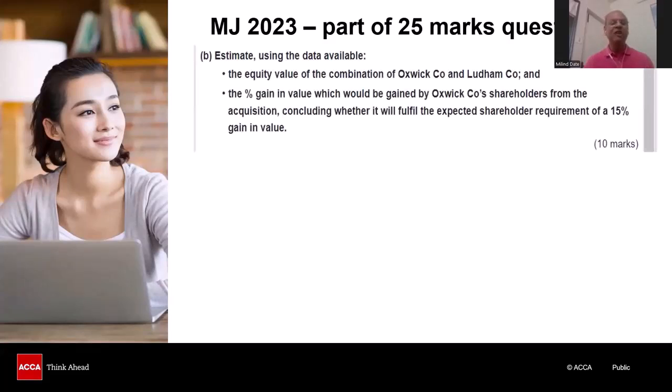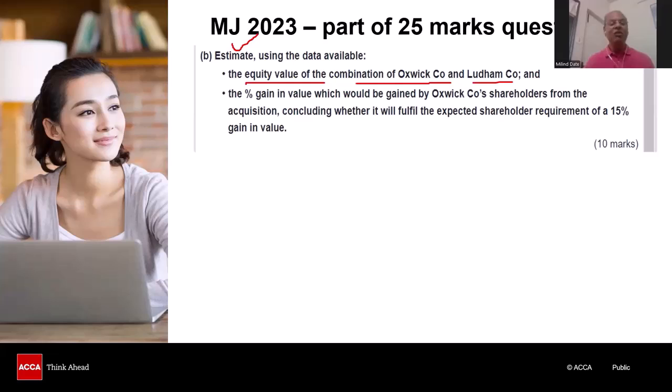What is the question? It is asking you to estimate using the data available. Estimate is the word. So maybe there could be a certain number of assumptions that have gone into it when you are given the information. So carefully note that. And that set of assumptions will also help you to comment upon some qualitative aspects later on. What are you supposed to calculate? Equity value of combination of O company and L company. So combined equity value is what you are supposed to calculate.